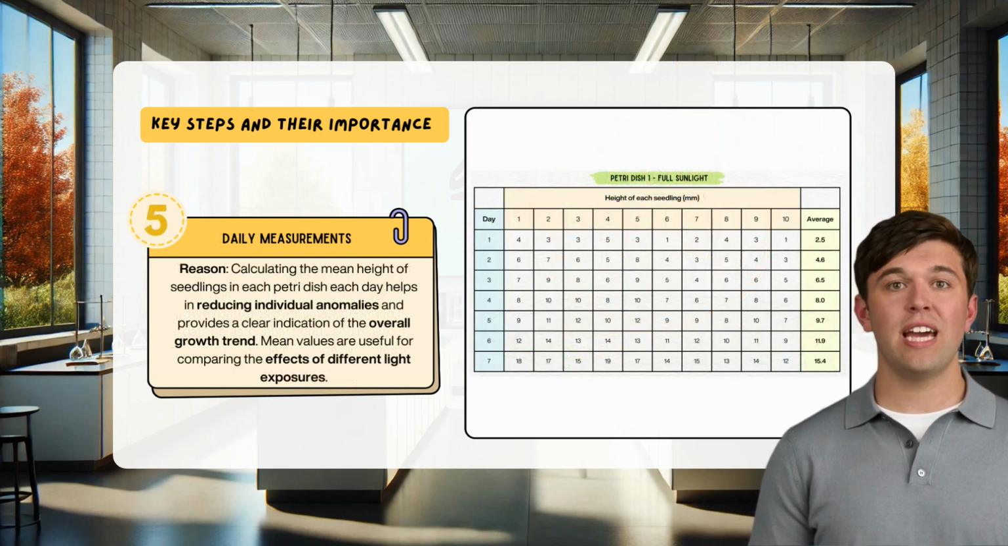Fifth, calculating the mean height of seedlings in each Petri dish each day helps in reducing individual anomalies and provides a clear indication of the overall growth trend. Mean values are useful for comparing the effects of different light exposures.